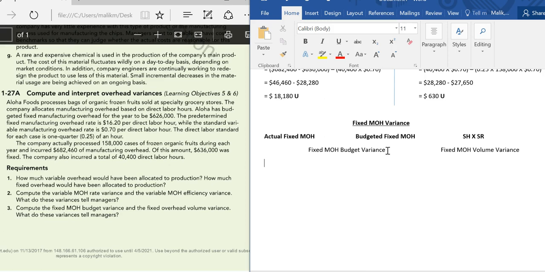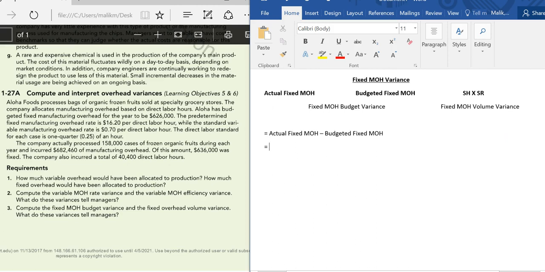So now let's try to calculate the fixed manufacturing overhead budget variance. Again, it's the difference between the first and second box. I prefer to write down the boxes one more time, and if you write it when you practice, it will be helpful for you to know all these formulas. So instead of just memorizing it, try to understand all these concepts. So now we will find out the fixed manufacturing overhead budget variance.